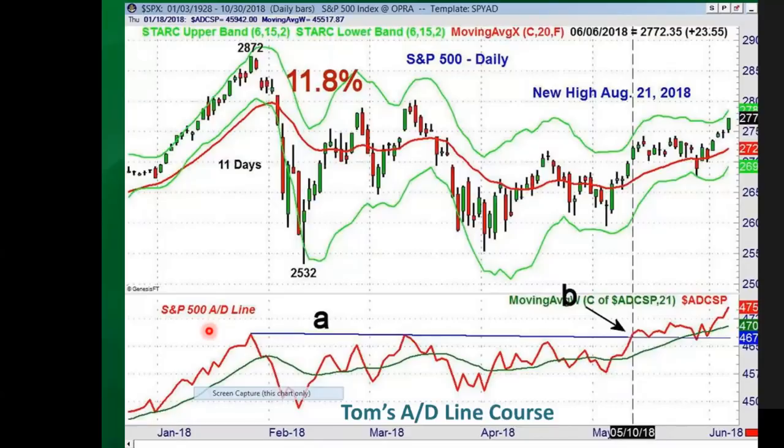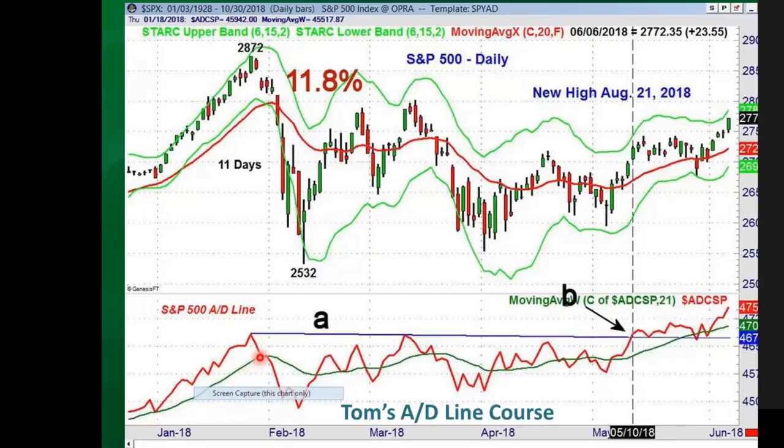And therefore, if you're taking an option position, you know which one's the best one to buy calls or puts in. So this red line represents the S&P 500 AD line, and the green line is a weighted moving average of that AD line. So the relationship between the AD line and its moving averages are quite important.